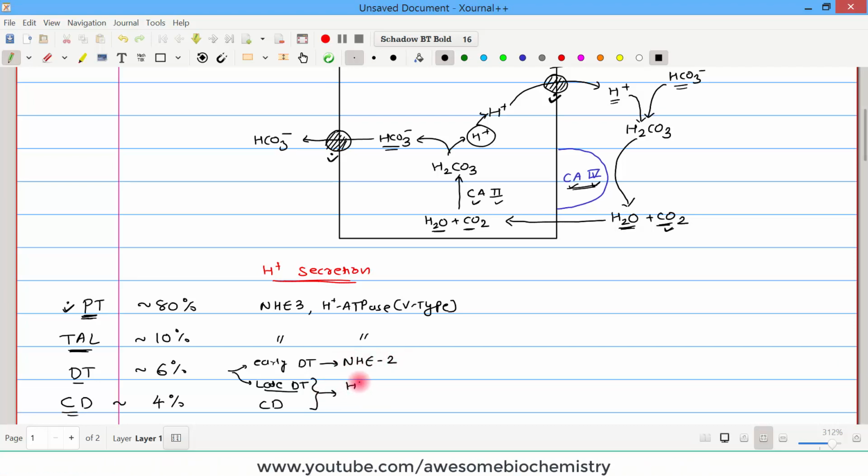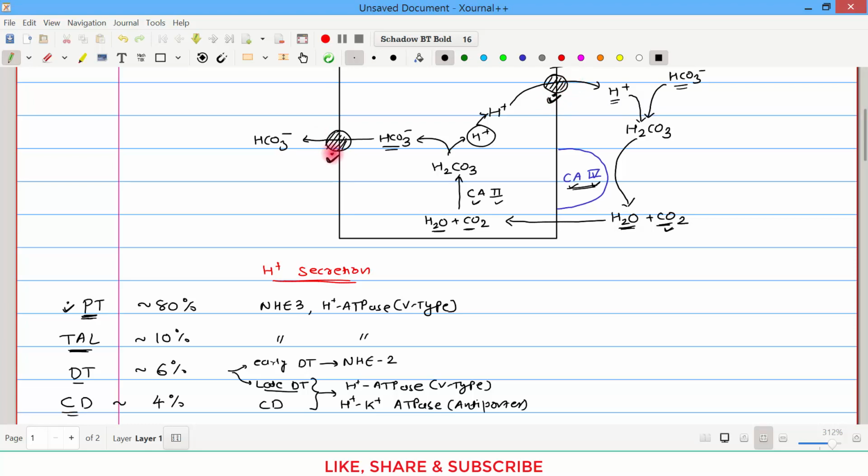One is H plus ATPase, which is of V type, and the other is H plus K plus ATPase. Now this H plus K plus ATPase is an antiporter. Antiporter means potassium is exchanged with the hydrogen ion. Now we have seen the different mechanisms for H plus secretion.